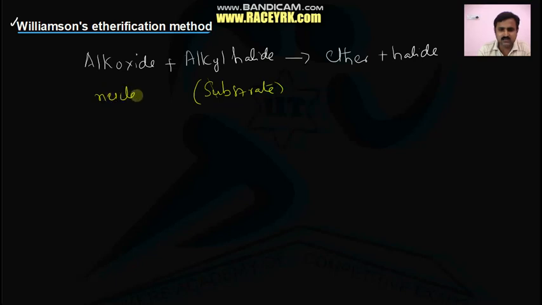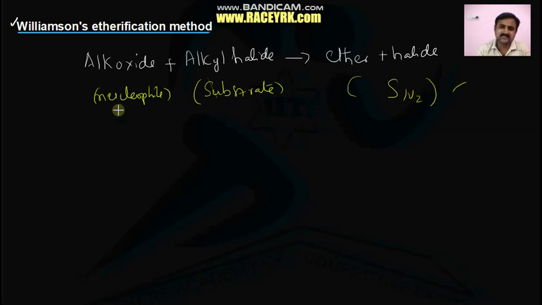As you all know, in a reaction between a nucleophile and a substrate, the nucleophile should be a stronger nucleophile. The alkoxide ion is a stronger nucleophile as well as a strong base, and this alkoxide ion reacts via the SN2 mechanism.